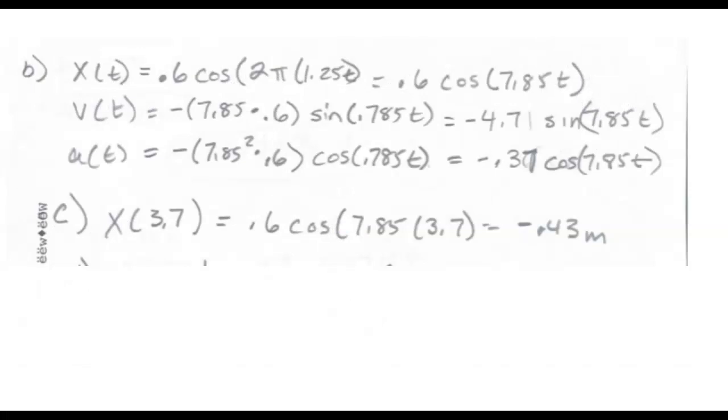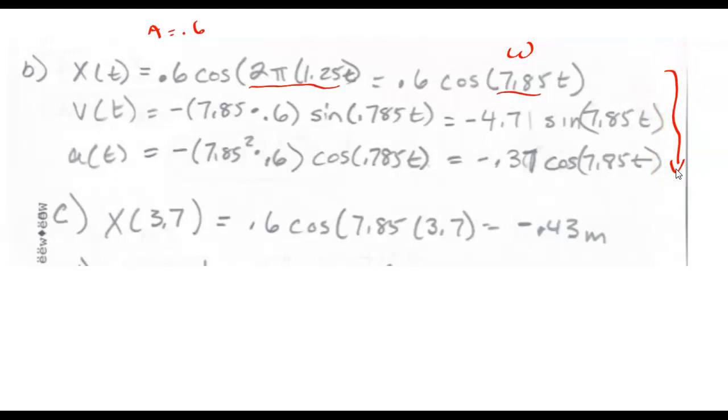For part B, it asks for the 3 equations of motion. That's referring to position as a function of time, velocity as a function of time, and acceleration as a function of time. I plugged in the amplitude value, which was 0.6, and I solved for omega using that. Omega turns out to be 7.85. Then I used the formulas on the equation sheet to figure out position, velocity, and acceleration as functions of time. These are the answers, plugged in and solved.